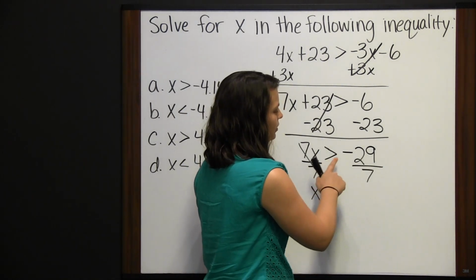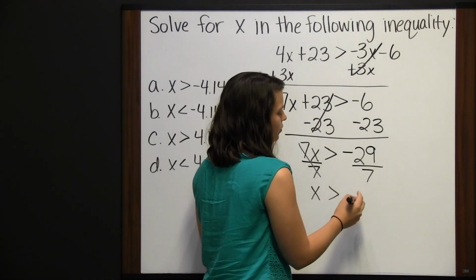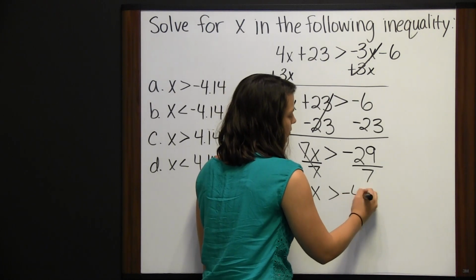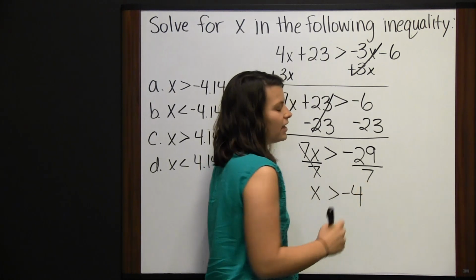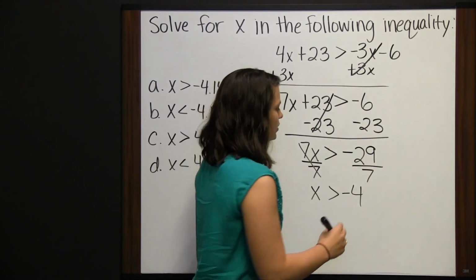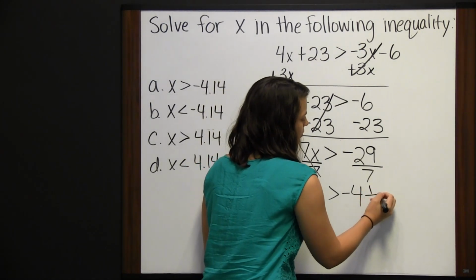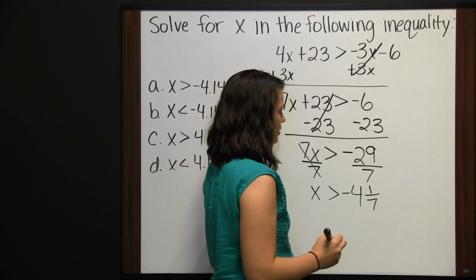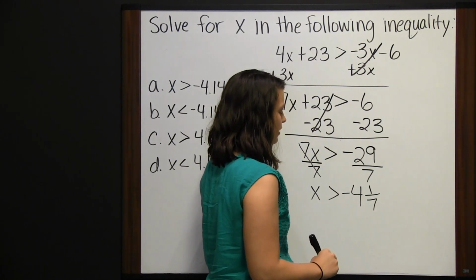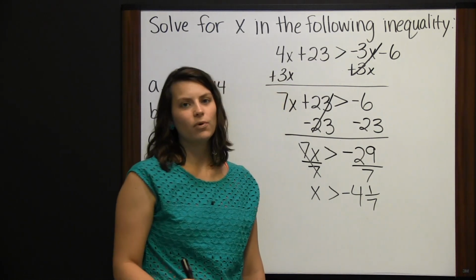So 7 goes into negative 29 4 times, so it's negative 4. 4 times 7 is 28, so that means that there's 1 left over out of 7. So it's negative 4 and 1/7. X is greater than negative 4 and 1/7.